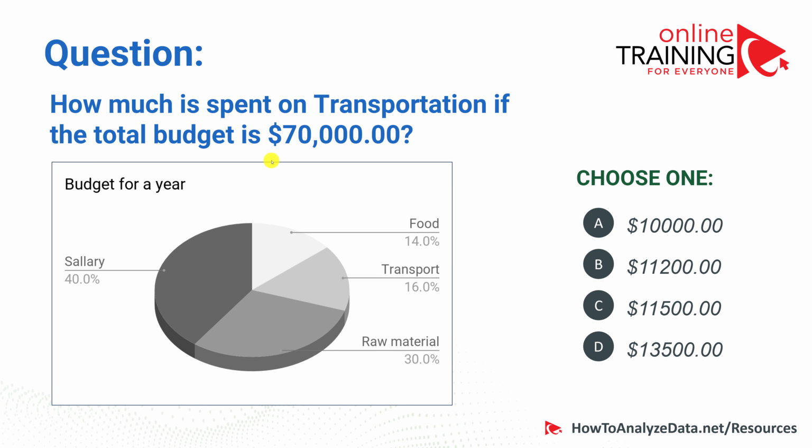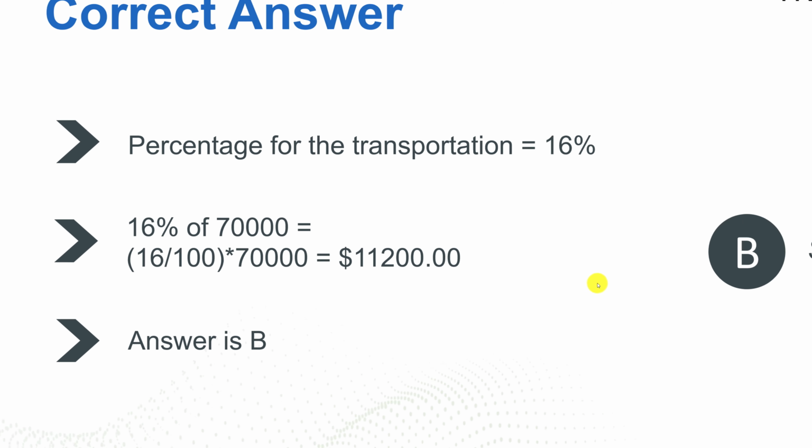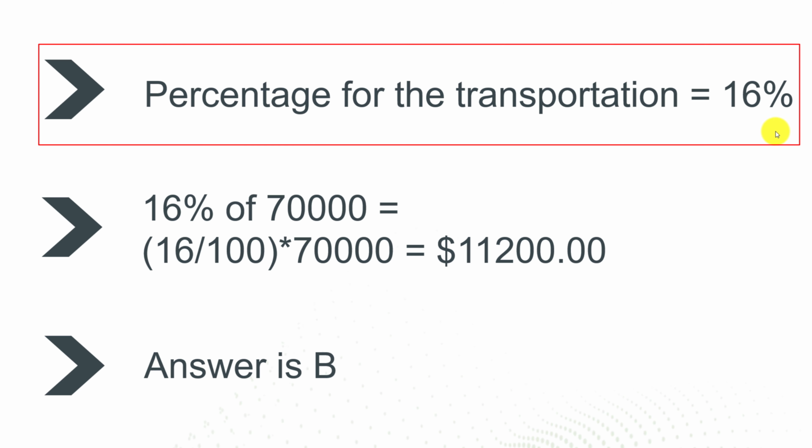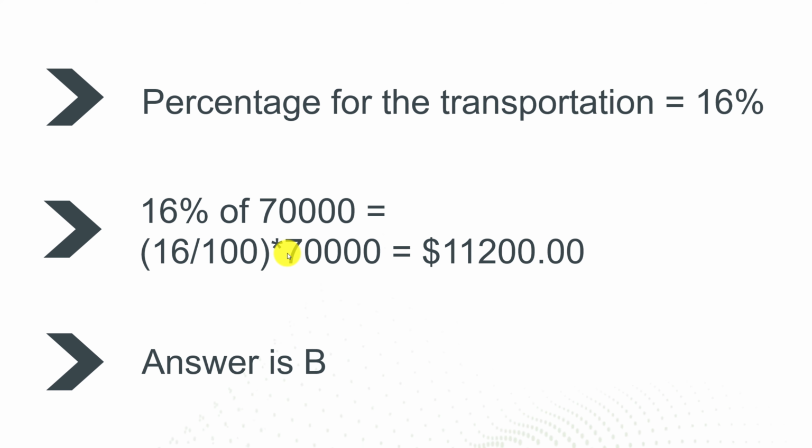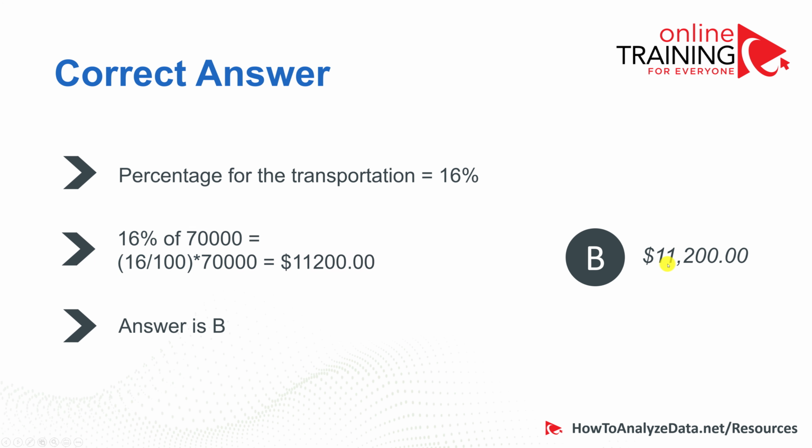To calculate the transportation budget, you need to get 16% of $70,000. Ultimately, you need to multiply 70,000 by 0.16. So let's look at the answer. Because the percentage of transportation is 16%, the correct answer is $11,200, which is calculated as 16 divided by 100, which gets you 0.16, multiplied by $70,000. So the correct choice is $11,200, which is choice B. Hopefully you've got this one right.